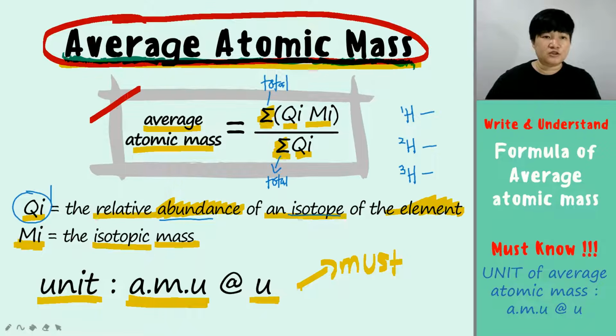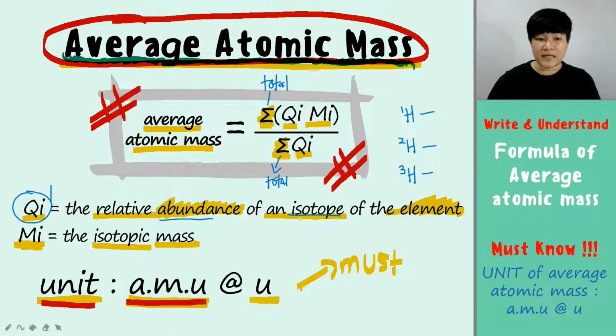You basically need to memorize this formula, and I'll teach you how to use it in the example later on. Also, make sure you remember the unit. The unit of average atomic mass can be written as AMU or u. As simple as that. So, let's jump straight into an example.